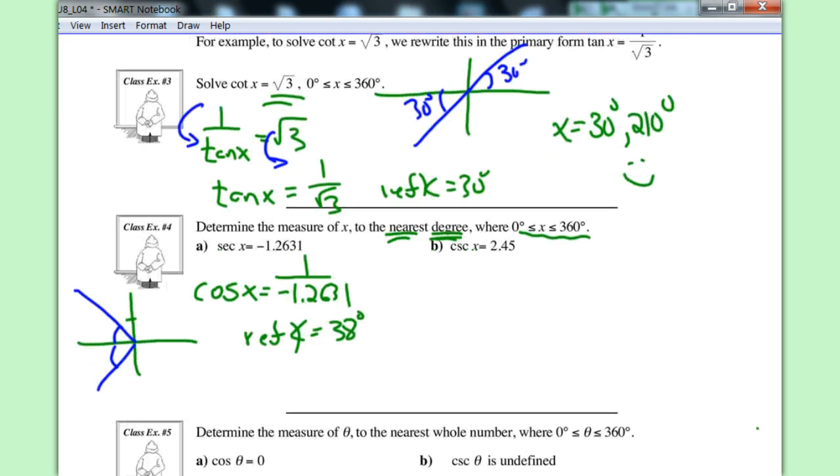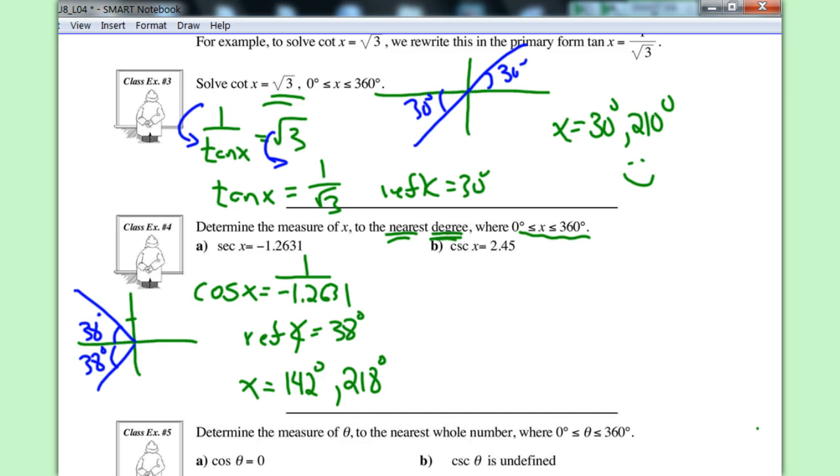If I put 38 degrees in those two quadrants, I get x equals, so I put that 38 degree angle in quadrant 3 and quadrant 2, and I get x is equal to 142 degrees, but it's also equal to 218 degrees as well. Okay? Following through with cosecant.